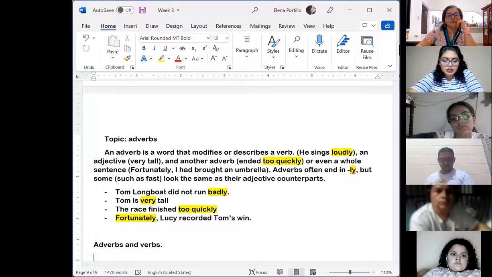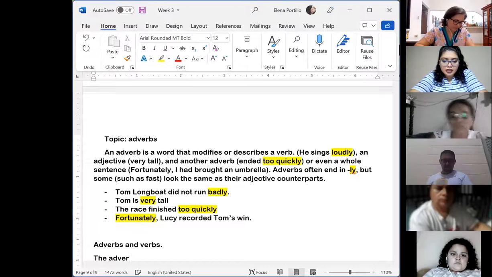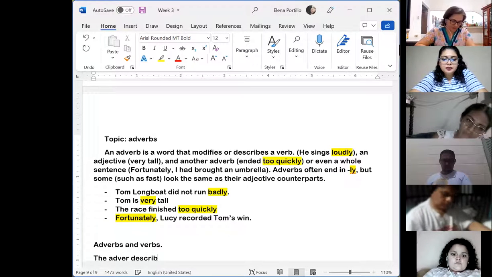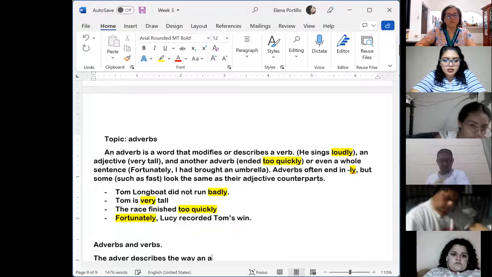So we can say the adverb describes the way an action is happening.